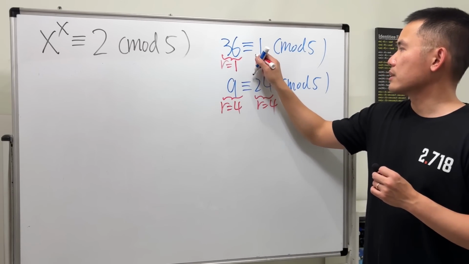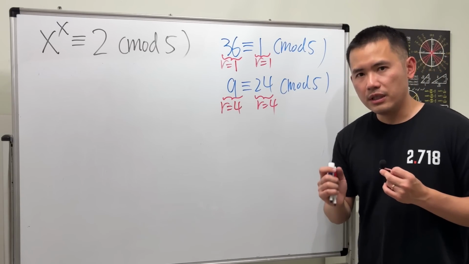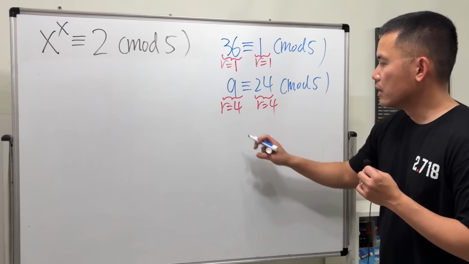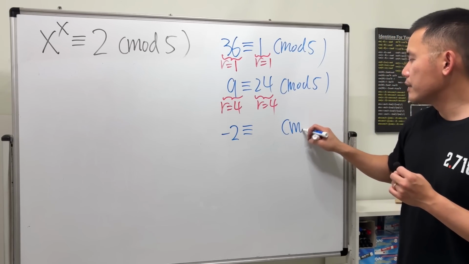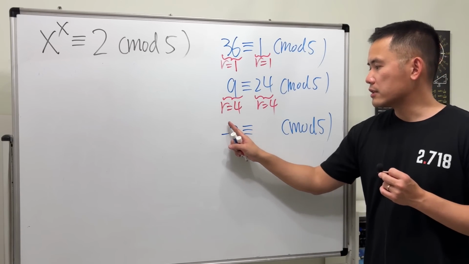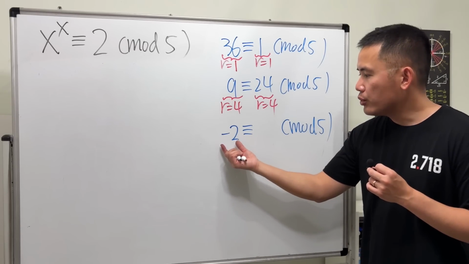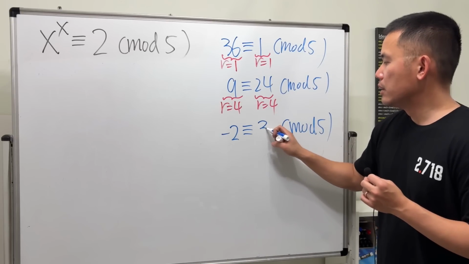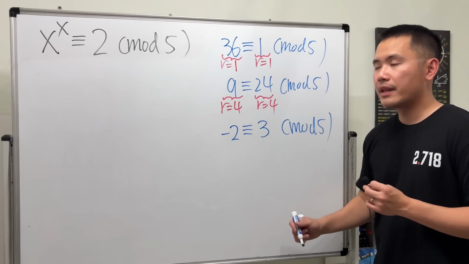Now, we can also have negative numbers, and those right there will be a little bit trickier. If I say negative 2 is congruent to what mod 5? One way to do it is that you can start with negative 2 and then just keep adding 5 to it. Negative 2 plus 5 is 3. So you can say negative 2 is congruent to 3 mod 5.